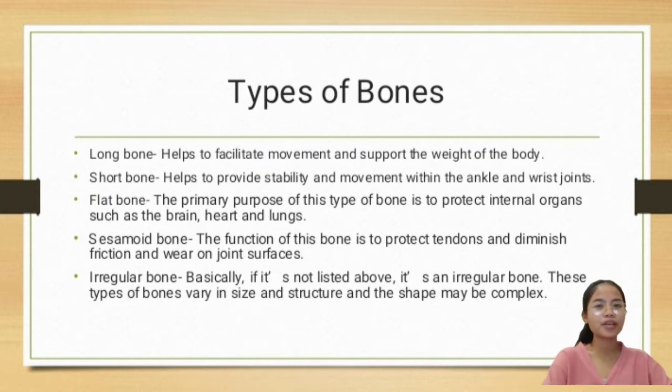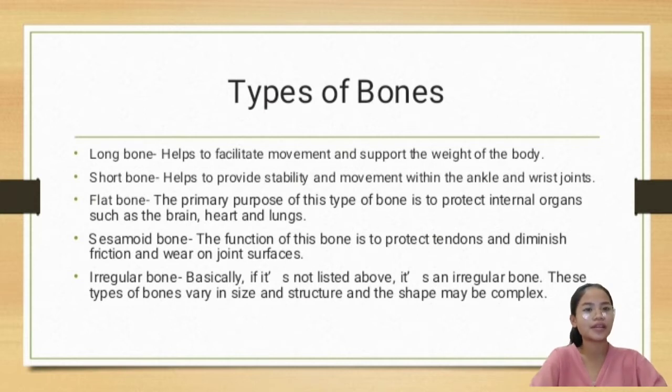The third one is flat bone. The primary purpose of this type of bone is to protect the internal organs such as the brain, heart, and lungs. It also provides a large surface for muscles to attach to. Examples of this type of bone include the cranium, which is the skull, the thoracic cage, which is the sternum and ribs, and lastly, the ilium, which is the pelvis.